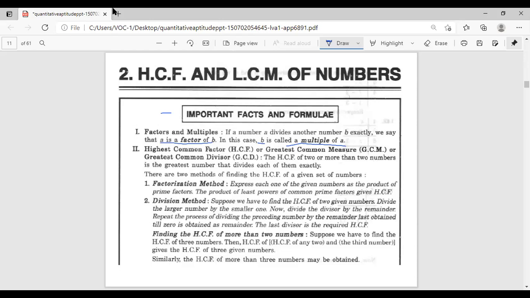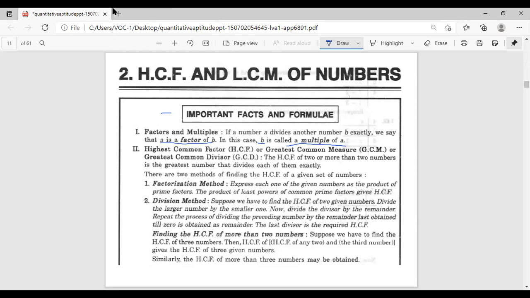So first we will see what is factorization method. It expresses each one of the given numbers as the product of prime factors. The product of least powers of common prime factors gives HCF. And second is division method.